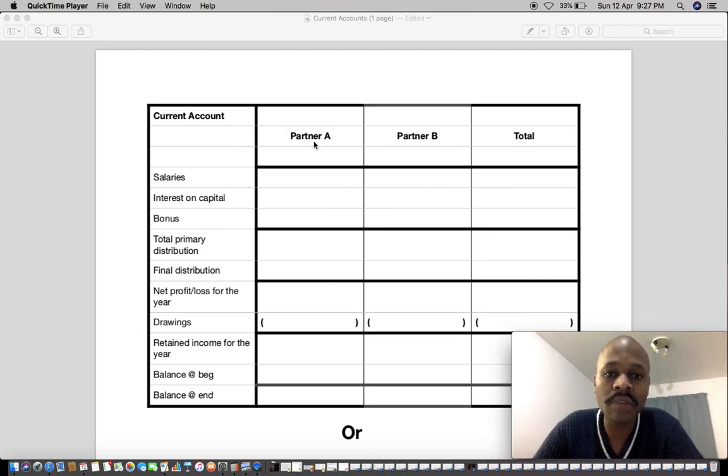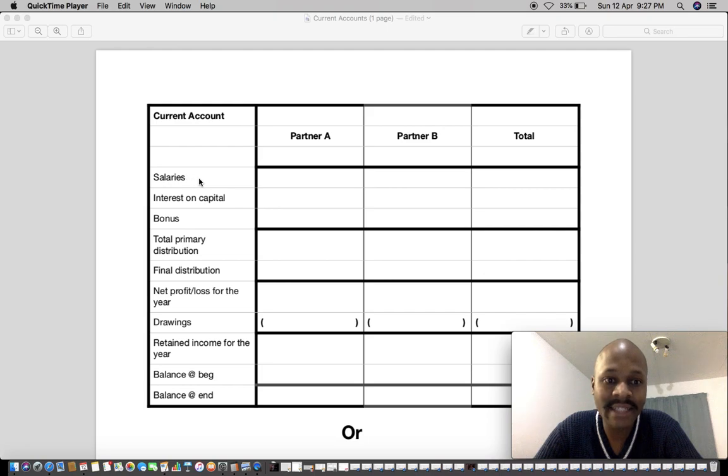Right on top there will be the names of the two partners involved in this partnership, followed by the details, and then your total column right at the end. We will have salaries earned by partners for the whole year. We combine the two and transfer to the total column.